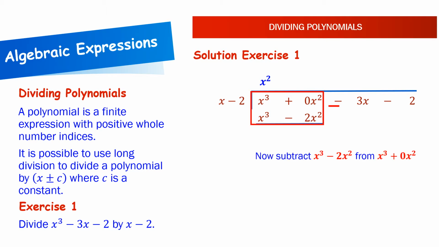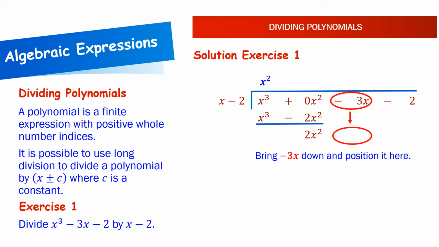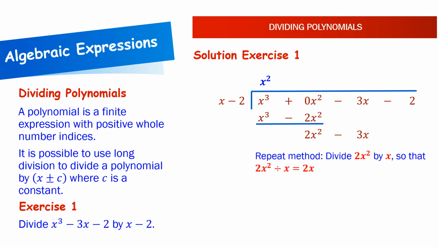Now subtract as shown, to give 2x squared. And bring the minus 3x down and position it here. Now repeat the method. Divide 2x squared by x to give 2x.